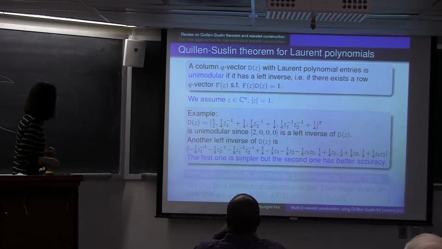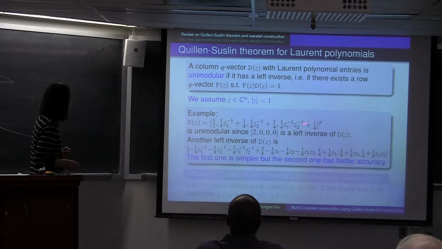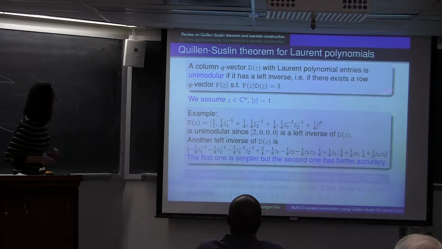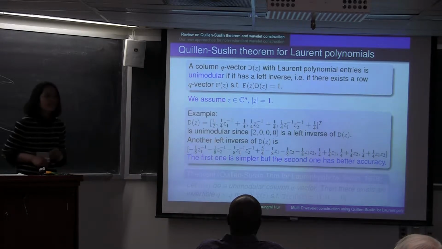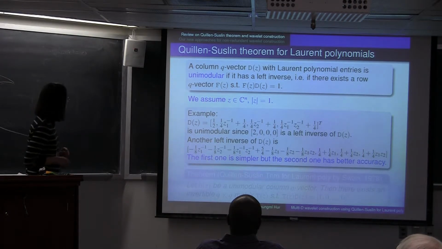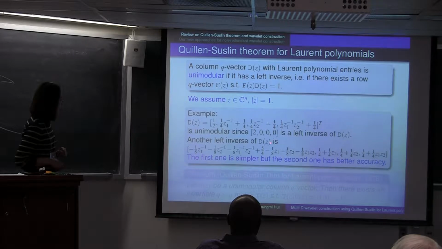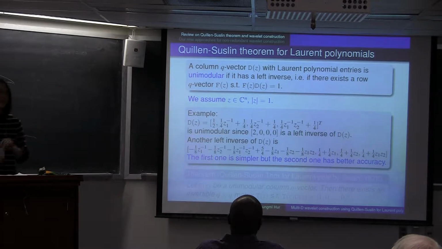Here's an example. This vector is a row vector, t is used for transpose, so it's a column vector now. This column vector is unimodular because if you take this vector and multiply from the left, you get one right away. That is a left inverse of d of z. Another left inverse, which you might not get right away, is this one: if you multiply it from the left, you still get one. So which one is better among these two? In terms of simplicity, of course, the row vector 2, 0, 0, 0 is better. But if you use a different criterion, such as accuracy, which I will discuss later, it is not the better choice.